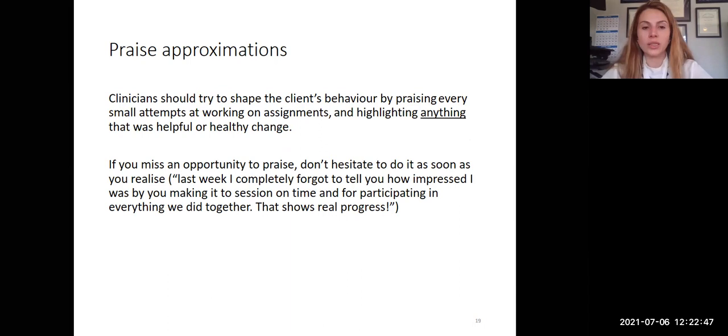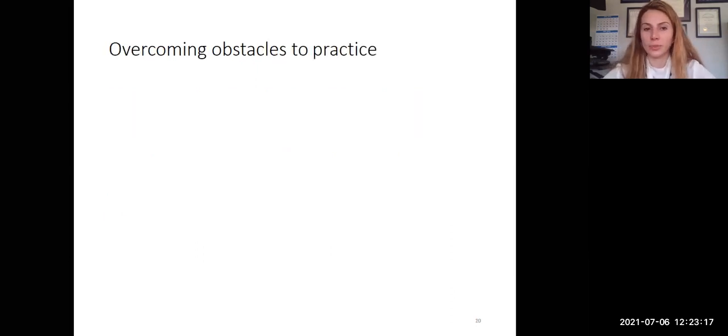And then lastly, we want to praise approximations. It's really important to understand that people change. We all change slowly and in those little steps, right? And so we want to praise every small attempt that happens, even if they didn't complete the whole assignment the way it was intended. Did they do any of it? Did they just bring the worksheet back? That's enough. And we can highlight any helpful or healthy change and reinforce that so it becomes a really positive feedback loop for them to want to come and do more and more and more over time.